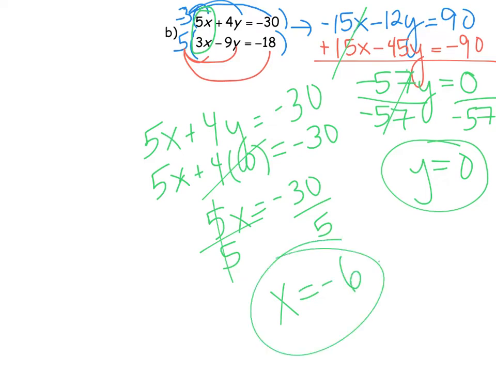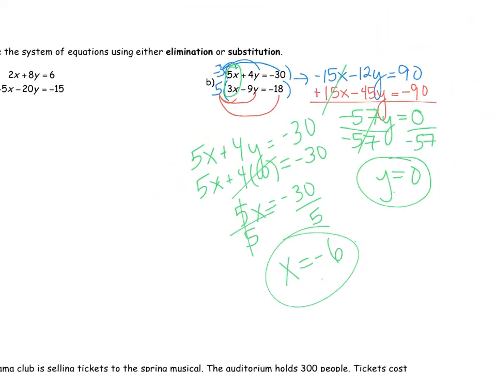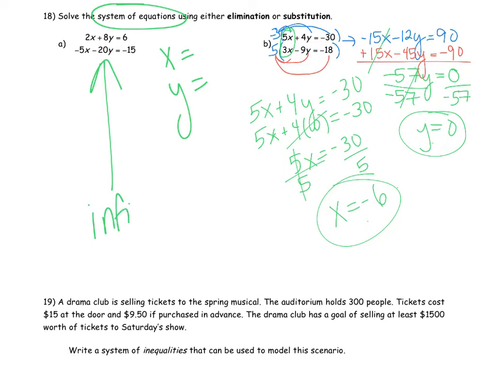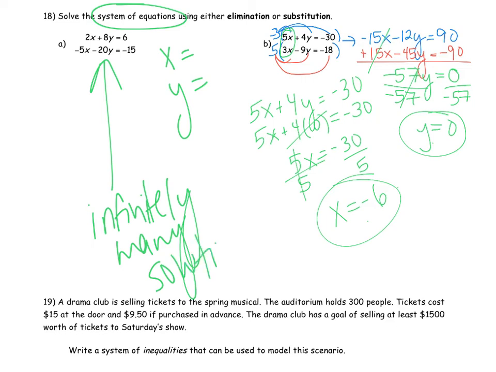These two things are necessary. You need x and y. Solving a system of equations, guys, you should be getting an x equals and a y equals. Or you can get infinitely many solutions or no solution, which actually number 18a should have been infinitely many solutions.